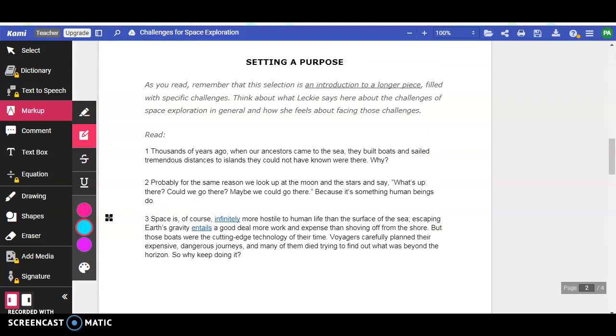Thousands of years ago, when our ancestors came to the sea, they built boats and sailed tremendous distances to islands that they could not have known were there. Why? Probably for the same reason that we look up at the moon and stars and say, "What's up there? Could we go there? Maybe we could go there." Because it's something that human beings do.